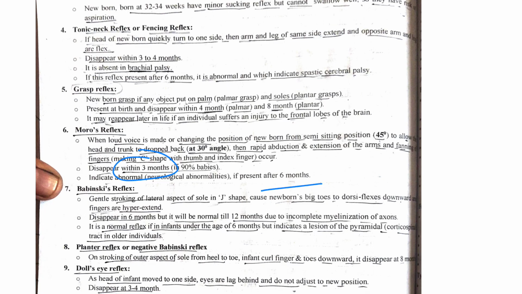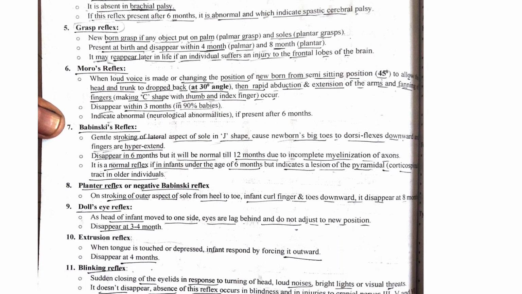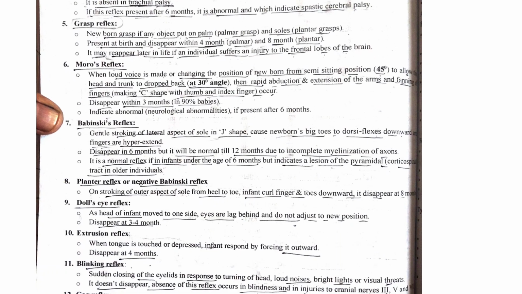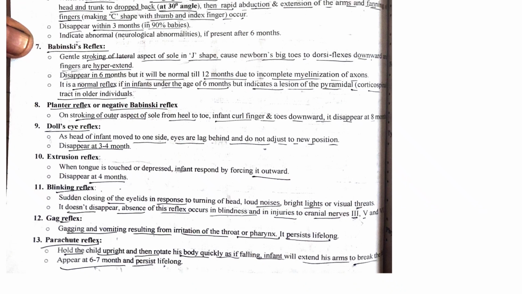Then Babinski reflex. Gentle stroking of the lateral aspect of the sole in a J shape causes the newborn's big toe to dorsiflex upwards and the fingers to hyperextend. It disappears in 6 months but may be normal up to 12 months due to incomplete myelination of axons. It is a normal reflex in infants under the age of 6 months, but in older individuals it indicates a lesion of the paramedial corticospinal tract. Plantar reflex or negative Babinski reflex.